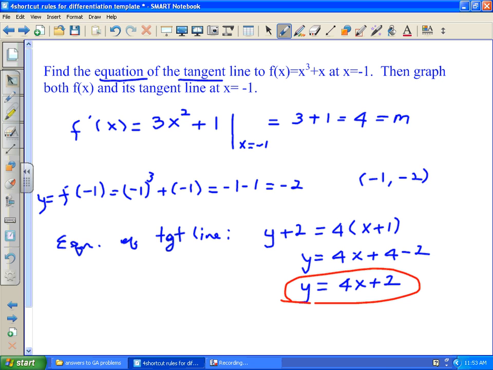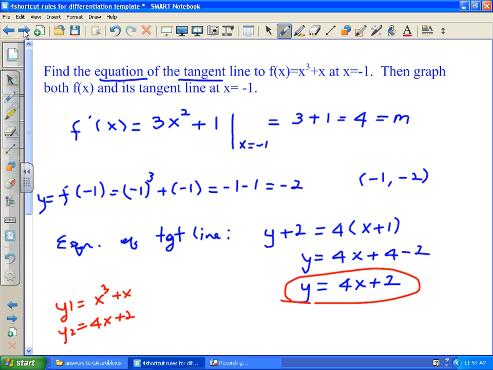Now, I would ask you to check this answer using your calculator. Go to your calculator. For y1, enter the given function, x cubed plus x. For y2, enter your equation of the tangent line, 4x plus 2. And make sure that you see that at the point x equals -1, this line will be tangent to the given function.